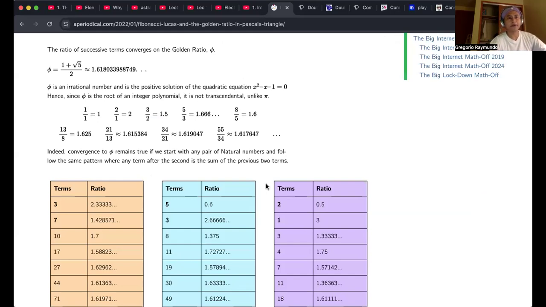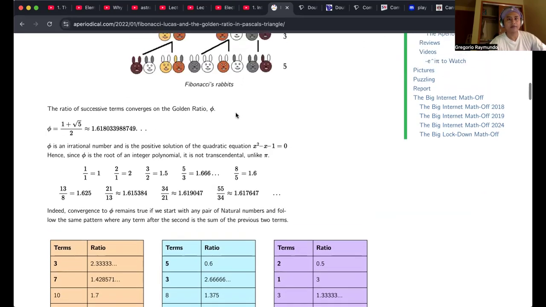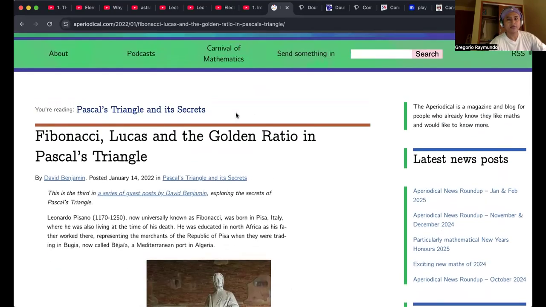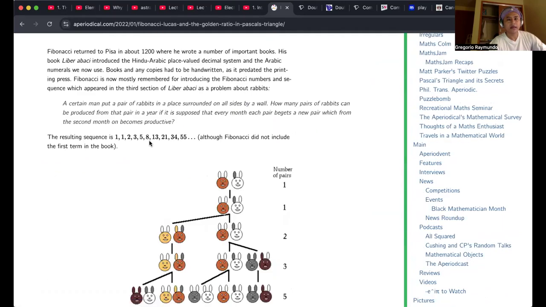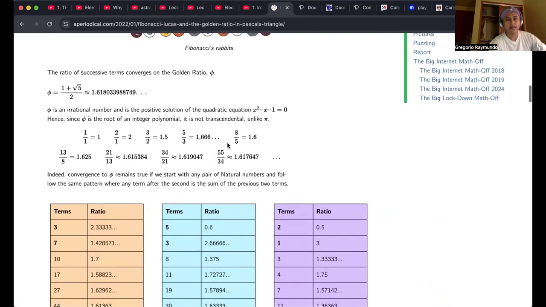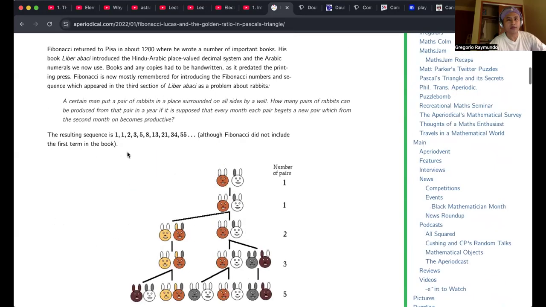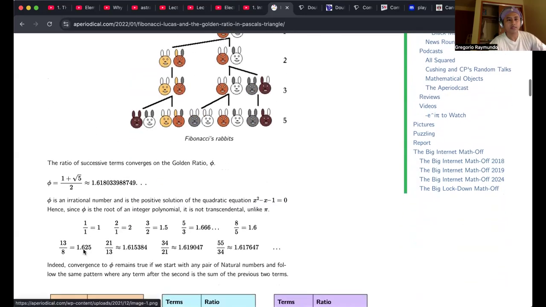Okay, this is from aperiodical.com. So ito yung website natin. So nakikita nyo dito, 1 divided by 1, 1. 2 divided by 1, 2. 3 divided by 2 is 1.5. 5 over 3, 1.666. 8 over 5, Fibonacci. 8 over 5 is 1.6. 13 over 8 is 1.625.